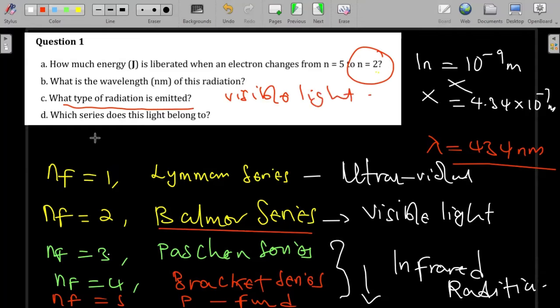Simple and straightforward. And then which series? The n final is 2. So the series is what? Balmer series. Okay, so make sure you memorize this information. It's going to be very helpful as you are solving questions on atomic structure. So let's solve another question.